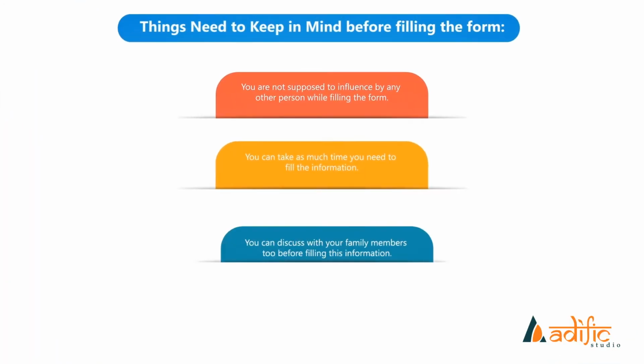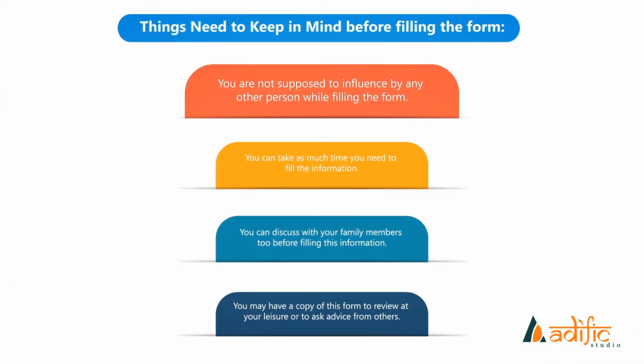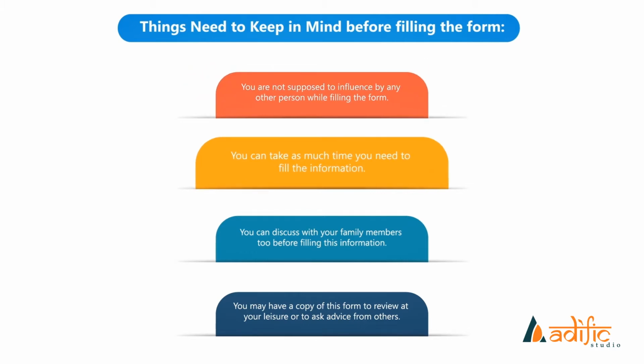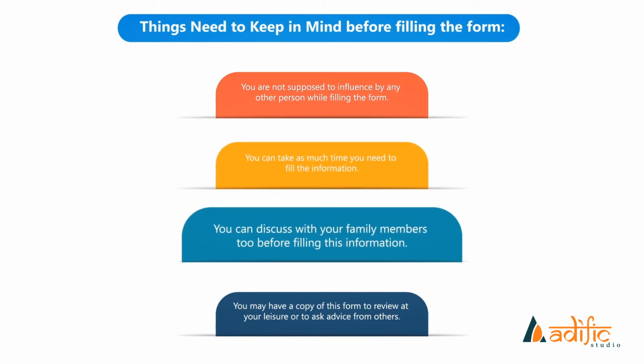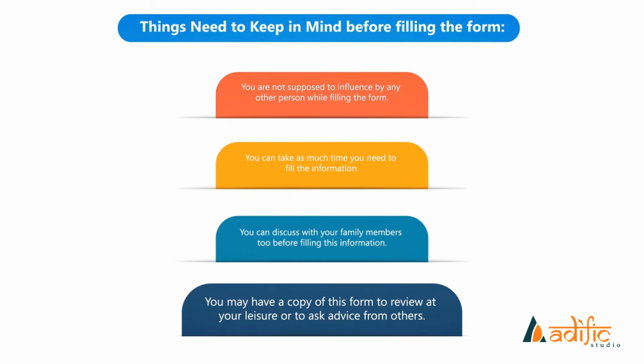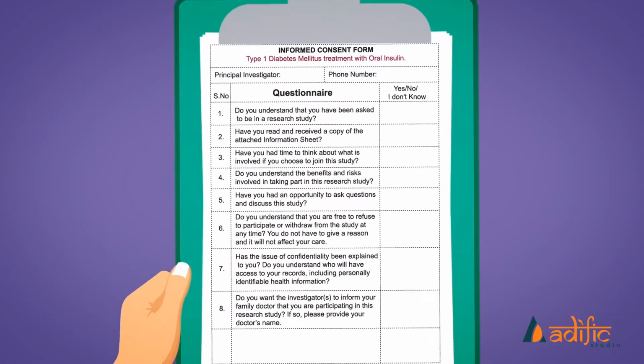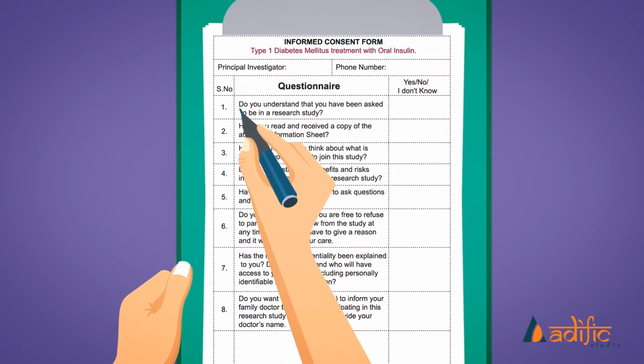Things you need to keep in mind before filling the form. You are not supposed to be influenced by any other person while filling the form. You can take as much time as you need to fill the information. You can discuss with your family members too before filling this information. You may have a copy of this form to review at your leisure or to ask advice from others. Type 1 diabetes mellitus prevention with oral insulin.